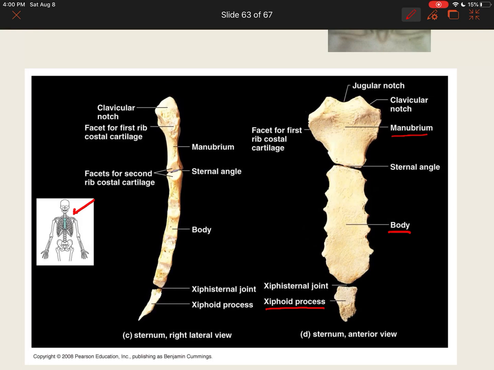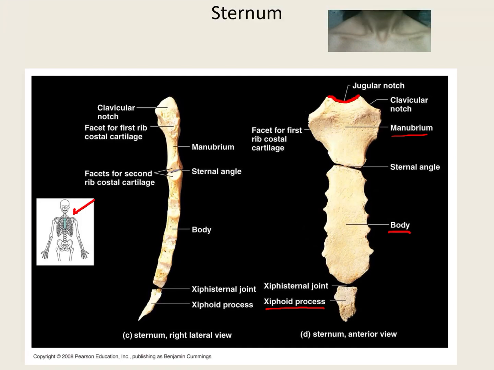The manubrium has two landmarks that you want to know. The jugular notch is here, just a nice little notch, and you can see it very well in my image of the sternum. Then we have 2 clavicular notches on the sides, because your clavicles are going to contact and articulate with your sternum at this point. So, 2 clavicular notches.